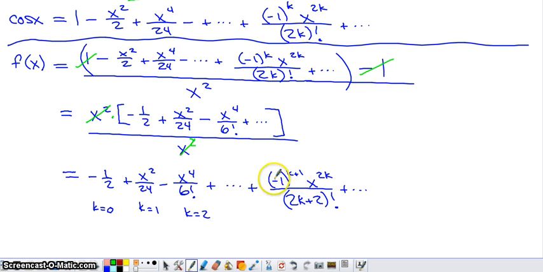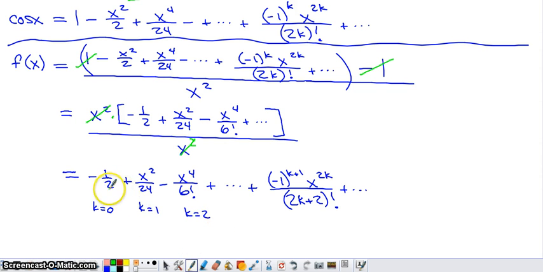So this will always be positive when you have an odd index and negative when you have an even index. I noticed that this exponent was 2 times 1, this exponent was 2 times 2, so x to the 2k will still work for the power on your x.